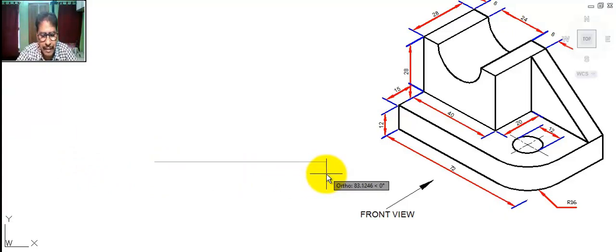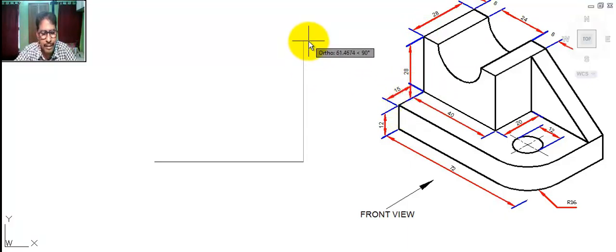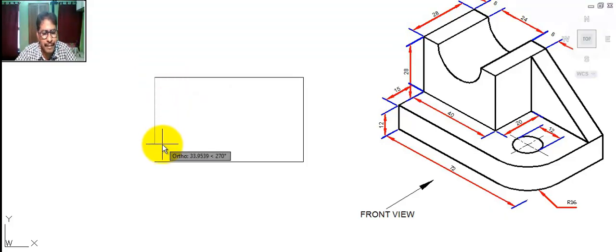This horizontal line is 72, the vertical line 28 plus 15 means 43. This is 72. Again, this is 43. This vertical line is 43. Okay.